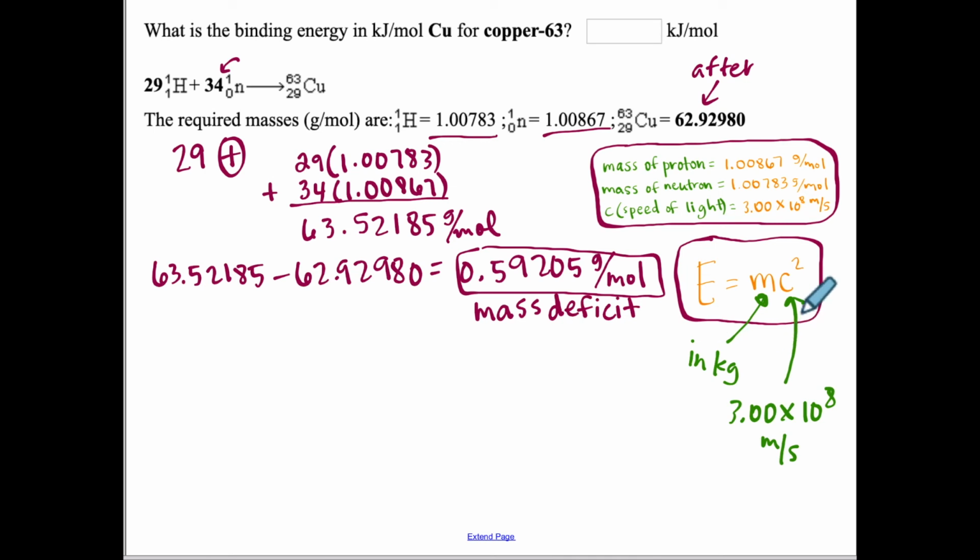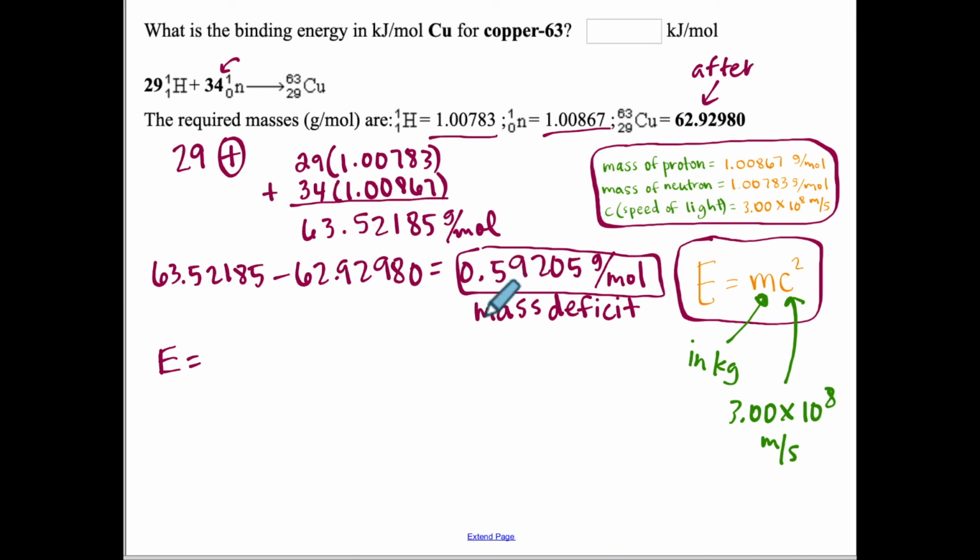Now this equation, E equals mc squared, can convert mass into energy. So energy is in joules, the mass needs to be in kilograms. We have a mass in grams, so we'll have to convert. And then C stands for the speed of light, which is 3 times 10 to the 8th meters per second. So we're going to plug into this equation this number of grams, and we're going to drop the moles for a minute. We'll put that back on after we do this calculation.